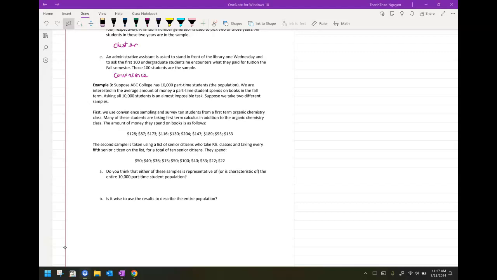Do you think either of these samples is representative or has the characteristics of the entire 10,000 part-time student population? Now, think about this. They're senior citizens taking PE class. They don't have a lot of cost for textbooks, right? However, organic chemistry and math cost a lot more in textbooks. So neither of these samples is representative of the entire student population.